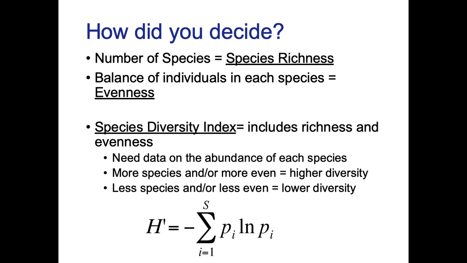To use this index, you need data on the abundance of each species, so the number of individuals of each species in an area. Basically, if there are more species or it's more even, you get higher diversity values, and fewer species and or less even means lower diversity. Here, the P's are the proportion of individuals to the total for each species, and you sum it up using this equation.